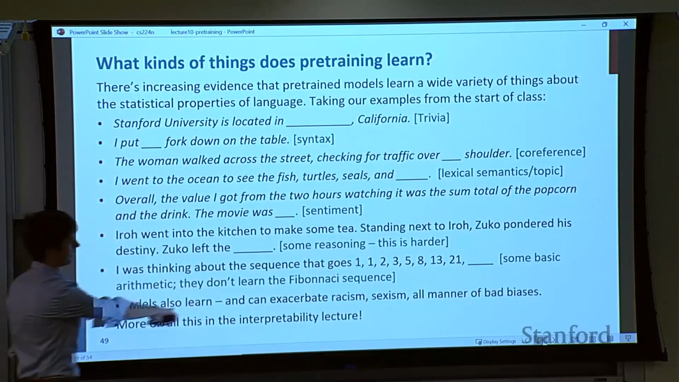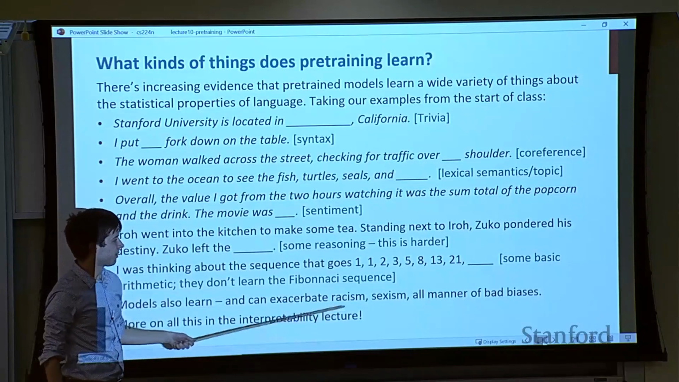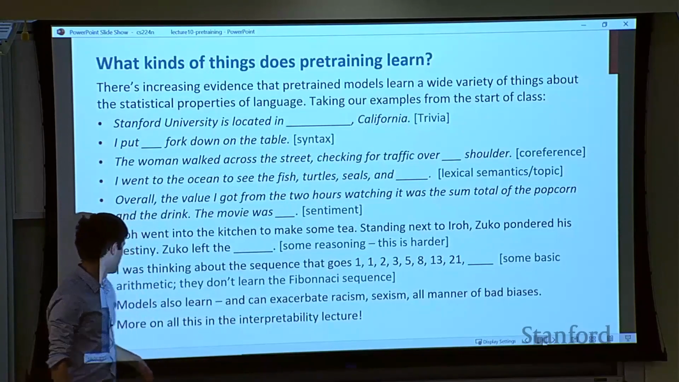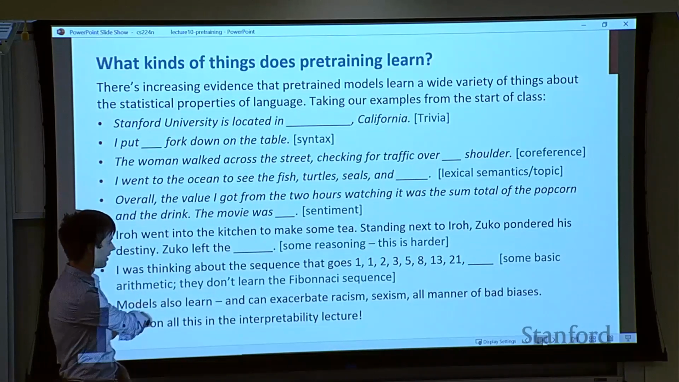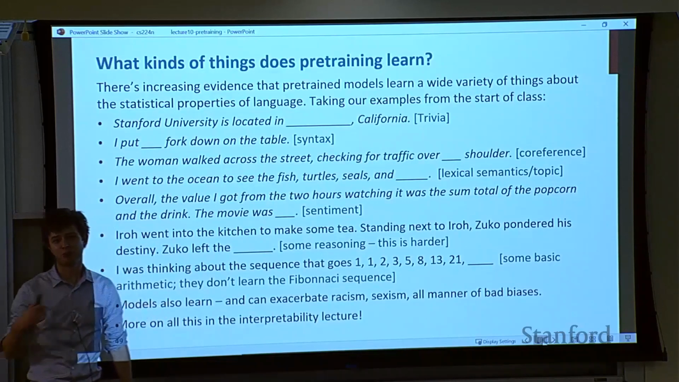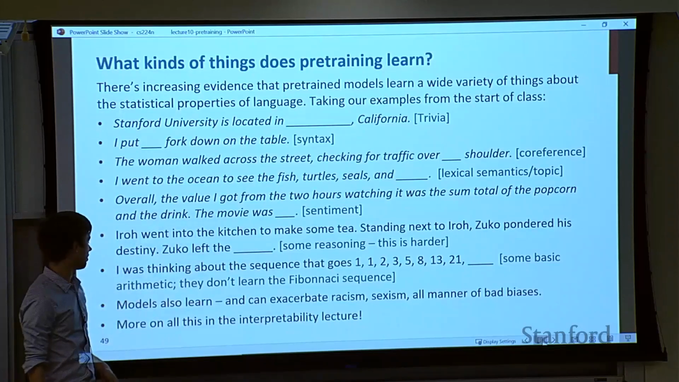One thing I will say is that models also learn, and can even make worse, racism, sexism, and all manner of bad biases that are encoded in our text. We'll learn more about this in our later lectures, but it's important to keep in mind that when you're doing pre-training, you're learning a lot of stuff, and not all of it is good.